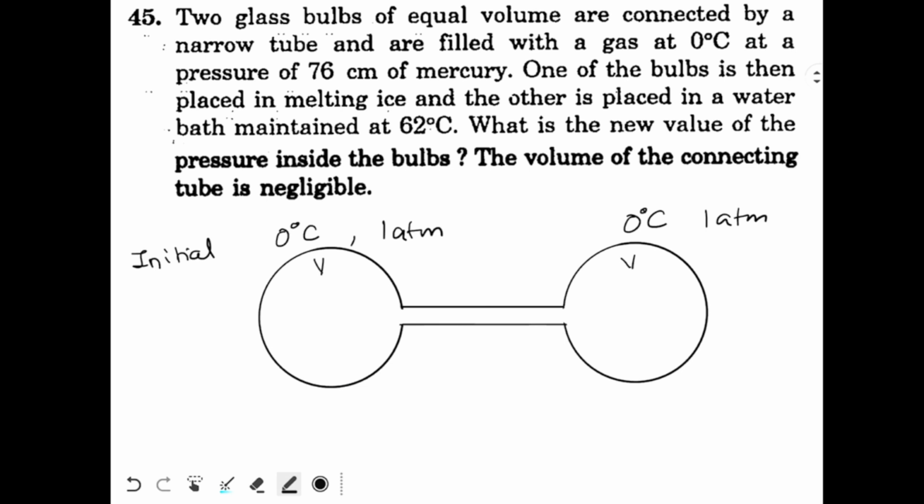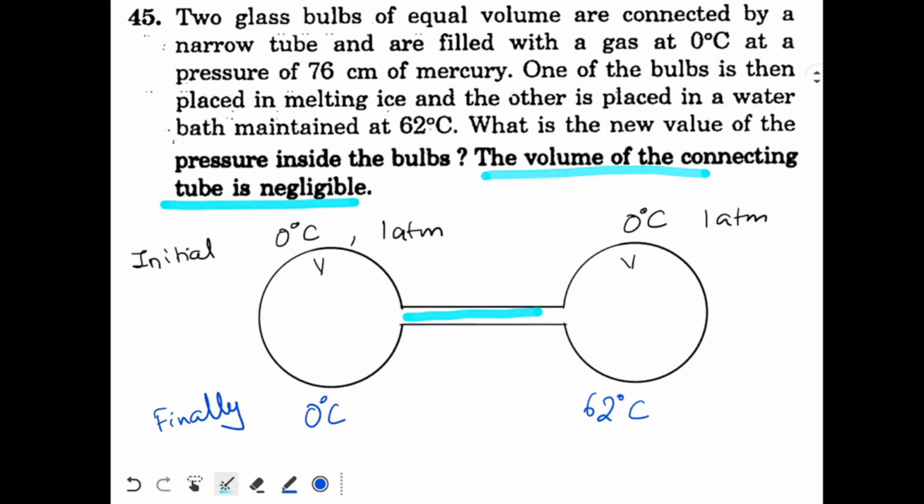One of the bulbs is then placed in melting ice and the other is placed in a water bath maintained at 62 degrees Celsius. So finally, this one is maintained at 0 degrees Celsius only, but the other one is now at 62 degrees Celsius. What is the new pressure inside the bulb they are asking? The volume of the connecting tube is negligible. We have to assume that. What is the final pressure in the two cases? Let's say the final pressure will be P. So we have to find the value of P now.